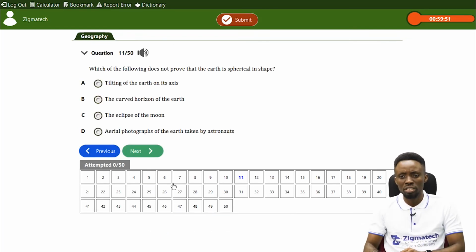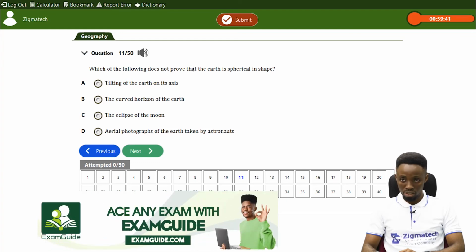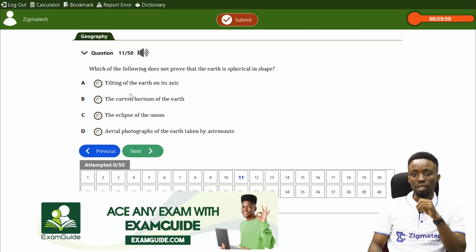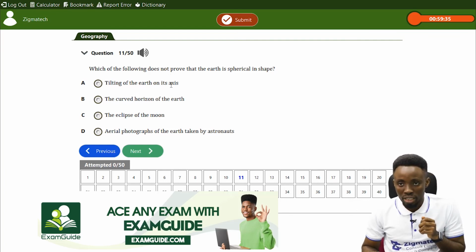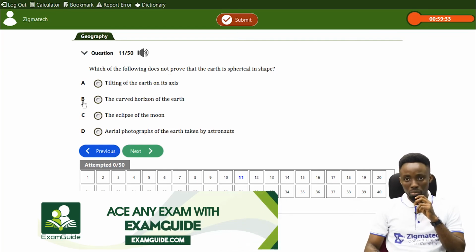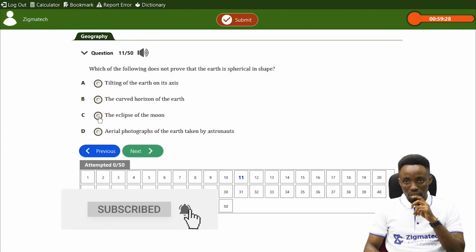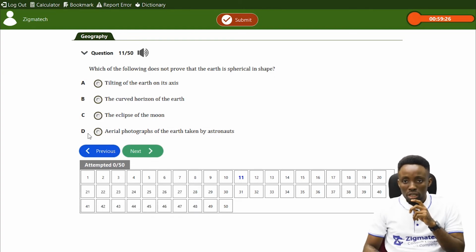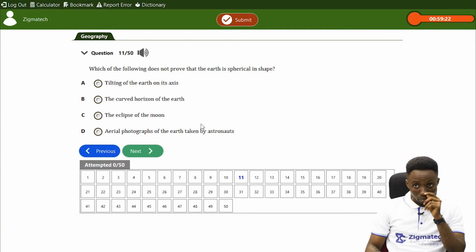Question number 11 says, which of the following does not prove that the Earth is spherical in shape? Which of the following does not prove to us that the Earth is spherical in shape? A, tilting of the Earth on its axis. B, the curved horizon of the Earth. C, the eclipse of the moon. D, aerial photograph of the Earth taken by astronauts.